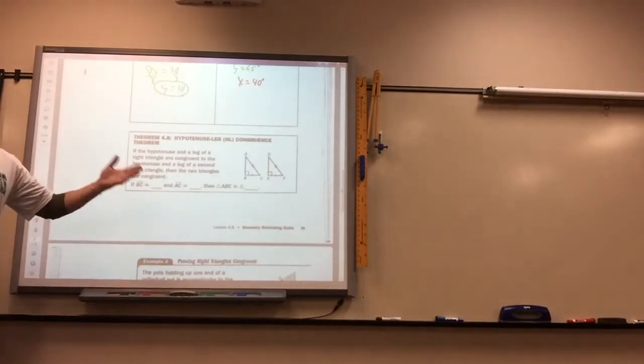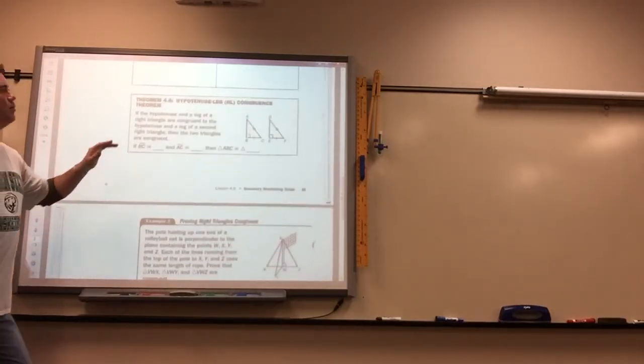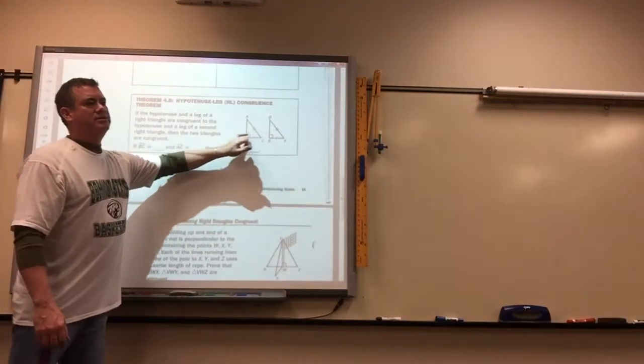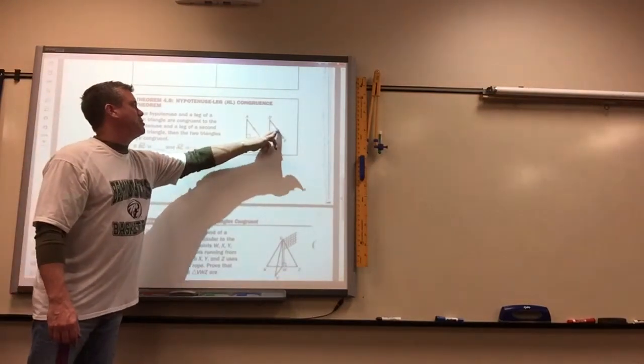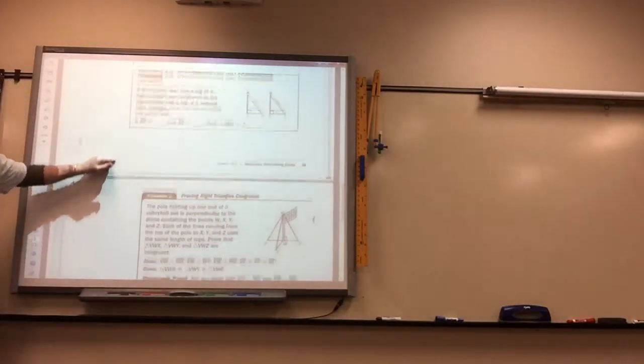Now we get into this section. Actually, we had the HL, but we learned it last week. Remember, that only works on right triangles. If the hypotenuses are equal and the legs are equal, that means the triangles are congruent because of HL.